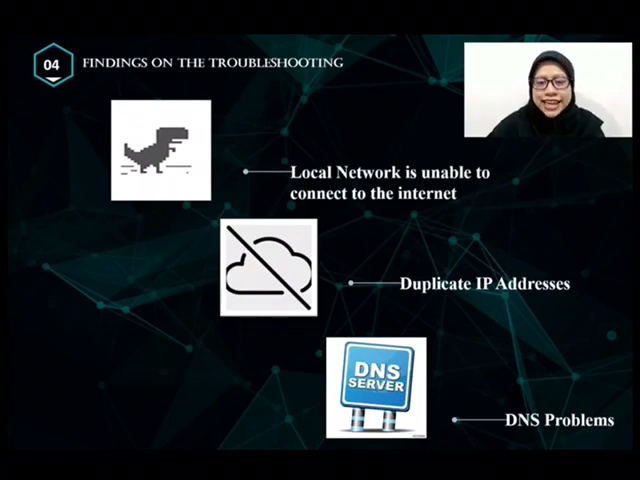Third, DNS problems. Usually, errors such as the network path cannot be found, the IP address could not be found, or the DNS name does not exist can be traced to a DNS configuration problem. The nslookup command line utility can be used to quickly view the DNS settings for a workstation.